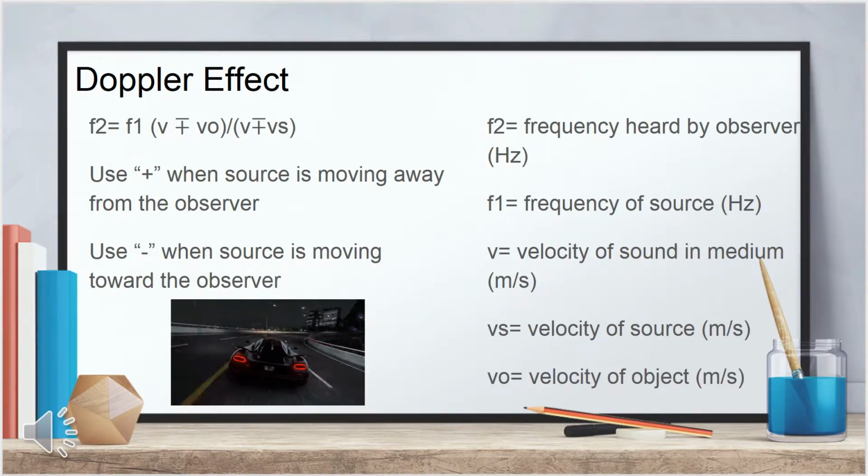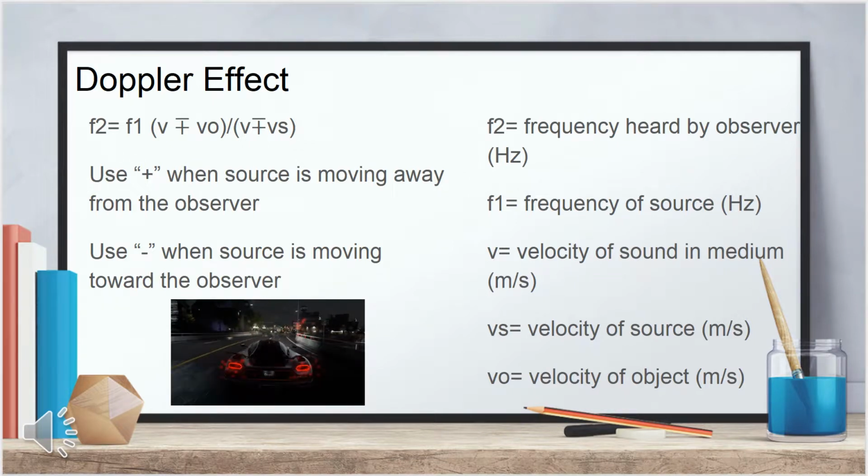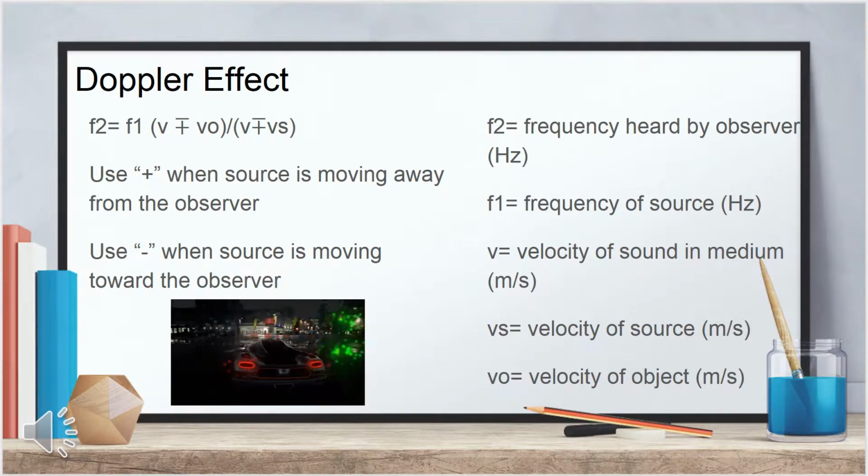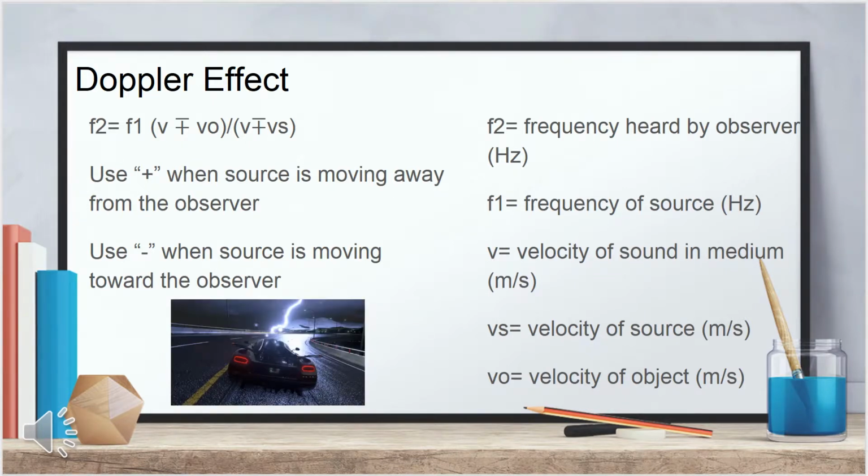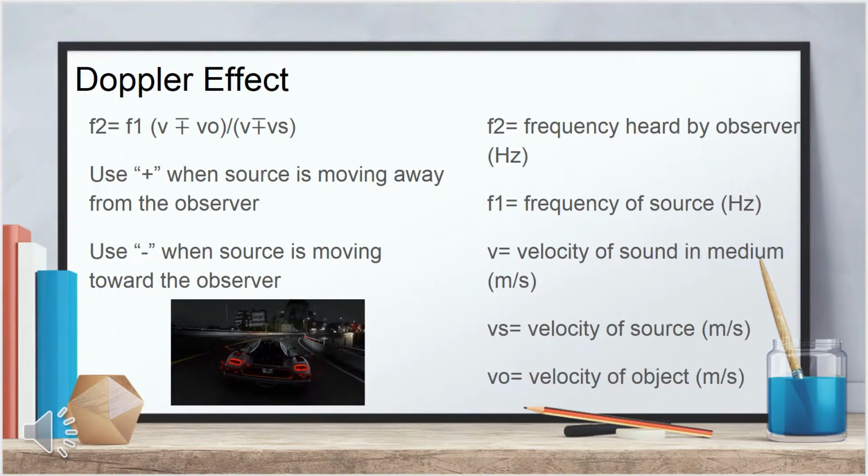Also in this unit was the Doppler effect, which is represented by the equation at the top of the slide. As you can see in the equation, there are plus and minus symbols. You use plus when the source is moving away from the observer, and you use minus when the source is moving towards the observer. Essentially the Doppler effect is just saying that as the source of sound gets closer, the frequency increases.